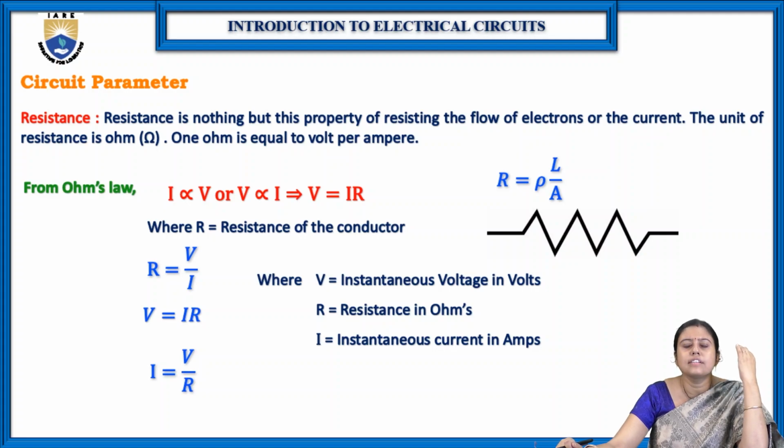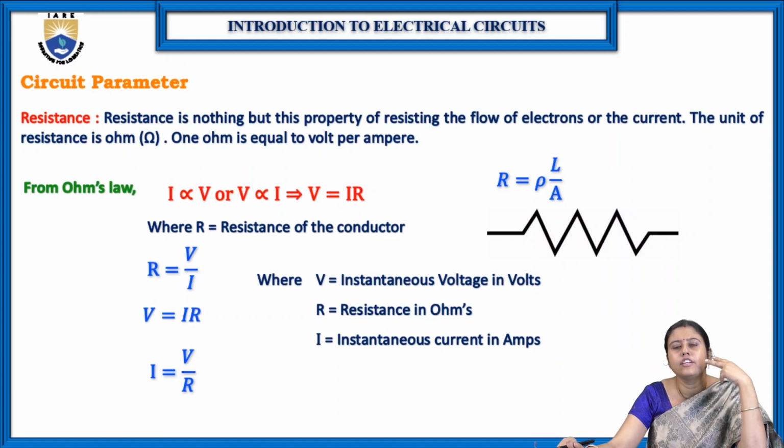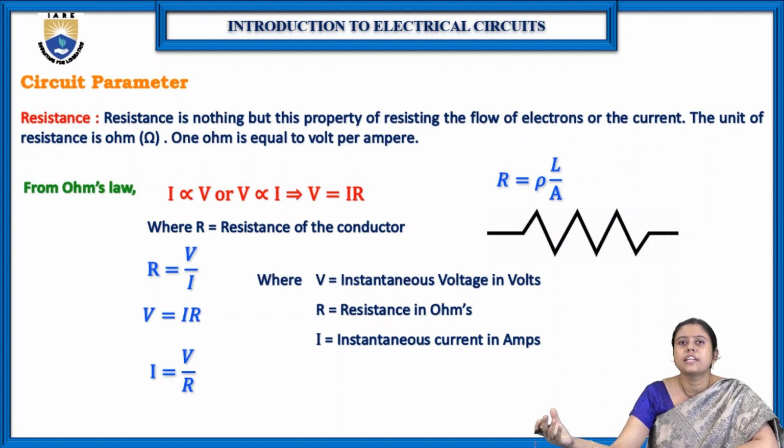So what are the circuit parameters? Circuit parameters are broadly divided into two parts. First one is the active circuit parameters, second one is the passive. What is the meaning of active circuit parameters? Active circuit parameter means which can give energy, like a voltage source or current source. So these are the active ones which give the energy.